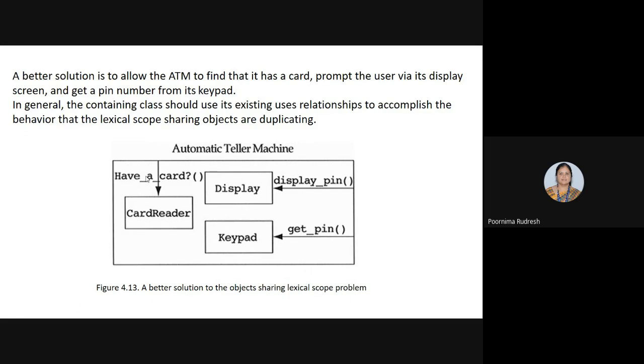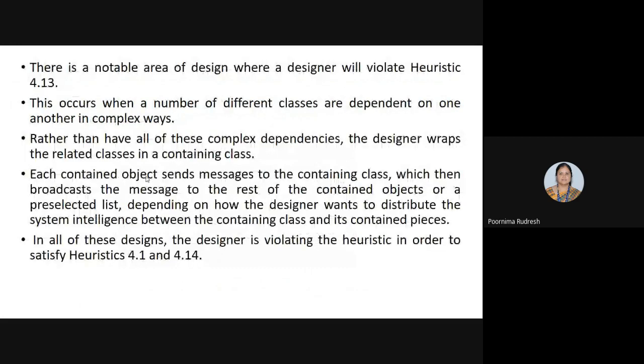But in order to satisfy one heuristic, one or the other heuristic needs to be violated. So this is about heuristic 4.14. In order to satisfy heuristic 4.14, 4.13 is violated. So here heuristics 4.1 and 4.14 are satisfied, but heuristic 4.13 is violated. So this is about heuristics 4.13 and 4.14 for the containment relationships.